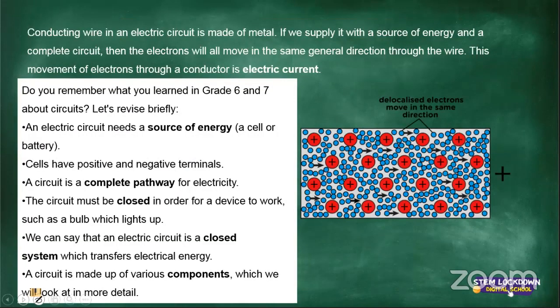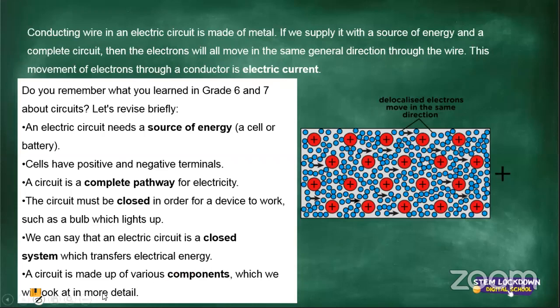So the conducting wire in an electric circuit is made up of metal because metal is a good conductor of electricity. If we supply it with a source of energy and a complete circuit, then the electrons will move in a general direction through the wire.